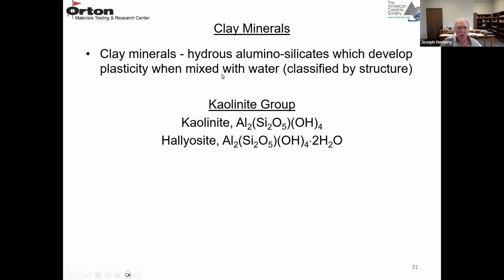So there's 3 different classes of clay minerals. Again, the hydrous aluminosilicates, when you mix them with water, they become very plastic. So the first group here is the kaolinite group, and I just showed the kaolinite structure. It's Al2Si2O5(OH)4. Halloysite is basically the same chemistry, except it's hydrated. It has two H2Os in the formula.